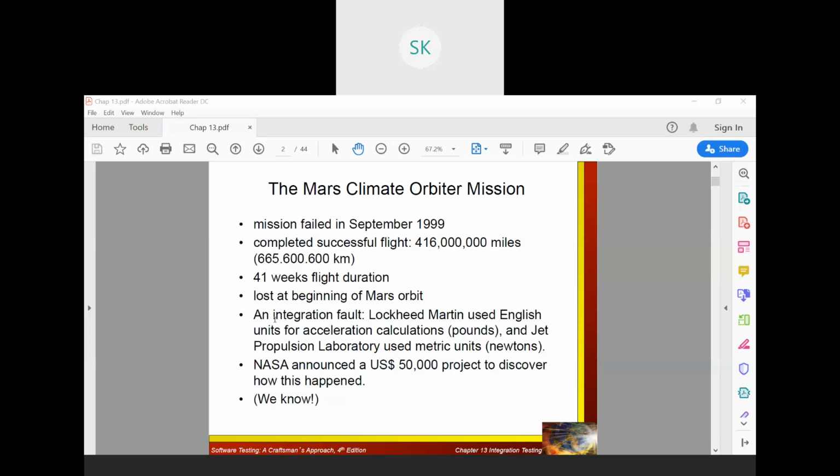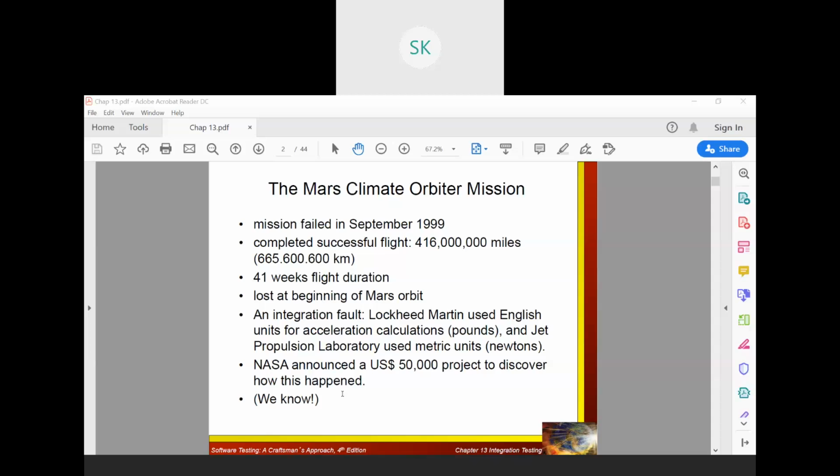An integration fault is what they analyzed. What is this integration fault? Lockheed Martin used English units for acceleration calculation, that is pounds, and Jet Propulsion Laboratory used metric units called newtons. This is where the problem arises. NASA announced a project with US dollar 50,000 to discover how this happened.